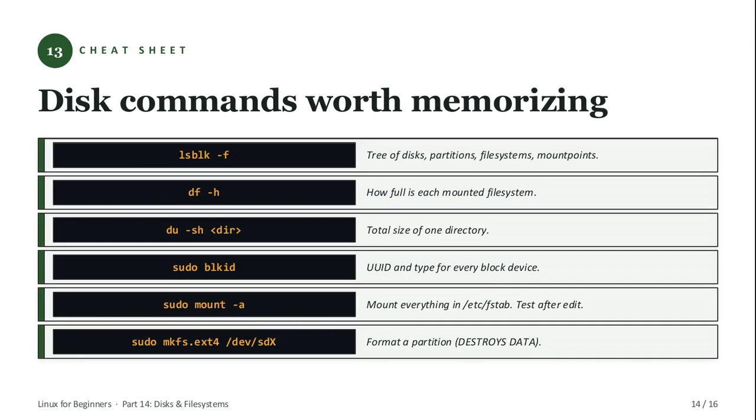So let's pull all of this together into a small cheat sheet you can keep close. lsblk gives you the whole picture: disks, partitions, file systems, and where they're mounted, all in one tree. df -ah tells you how full each mounted file system is, while du -sh zooms into a single directory. sudo blkid is your go-to for grabbing UUIDs when editing fstab. sudo mount -a tests that file safely, and mkfs.ext4 formats a fresh partition. Just remember, that last one wipes everything, so double-check the device name before you hit enter.